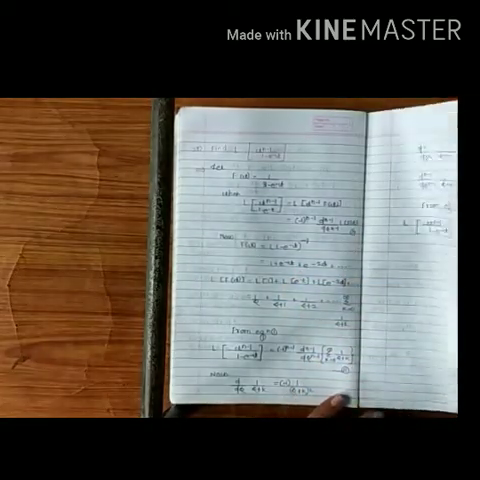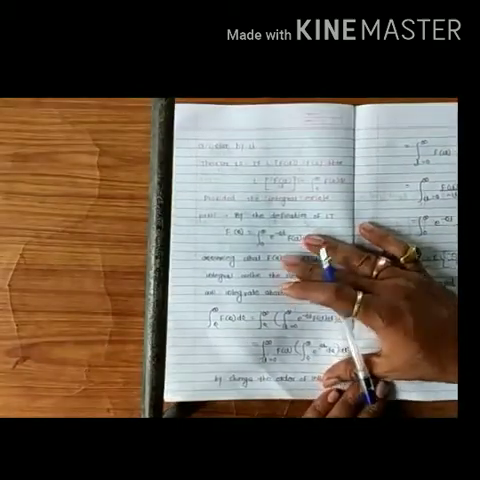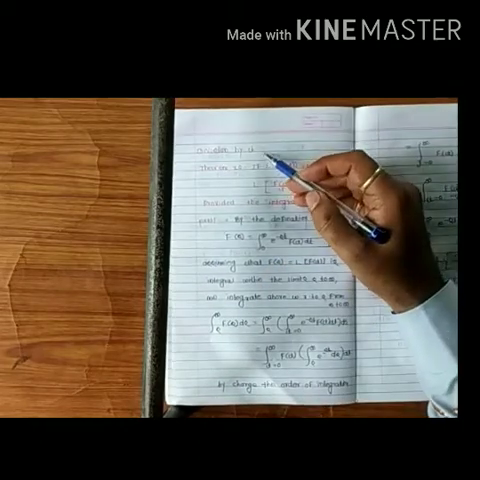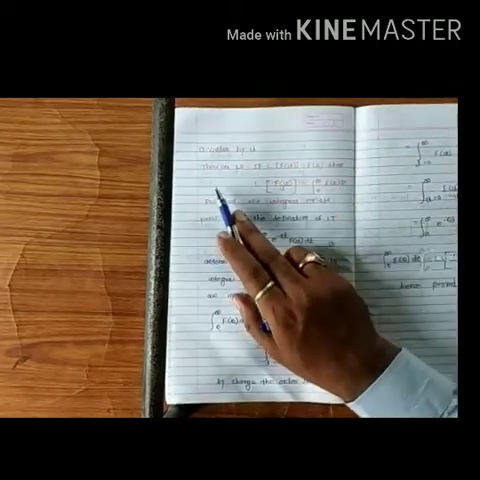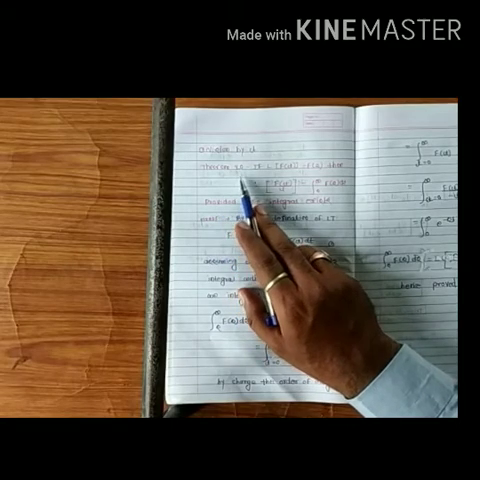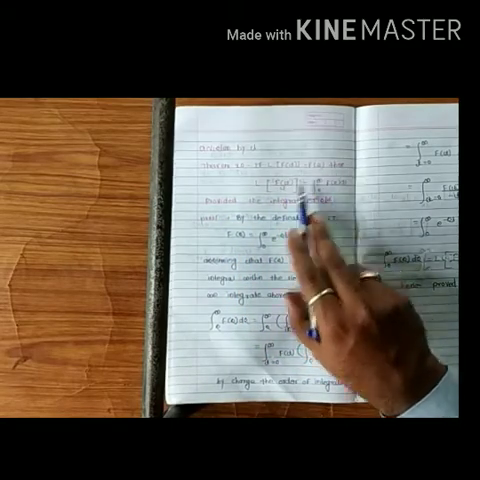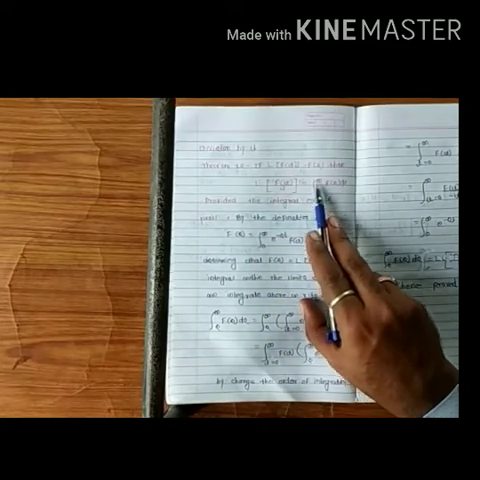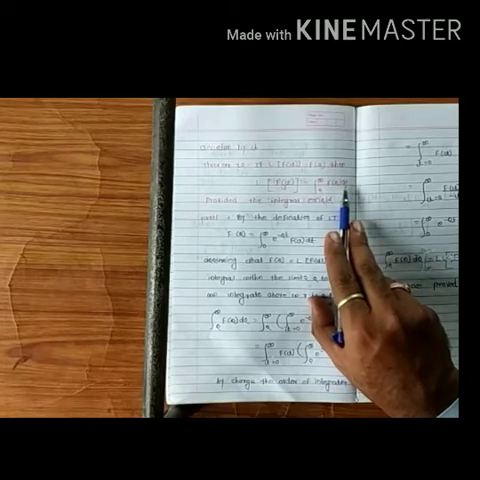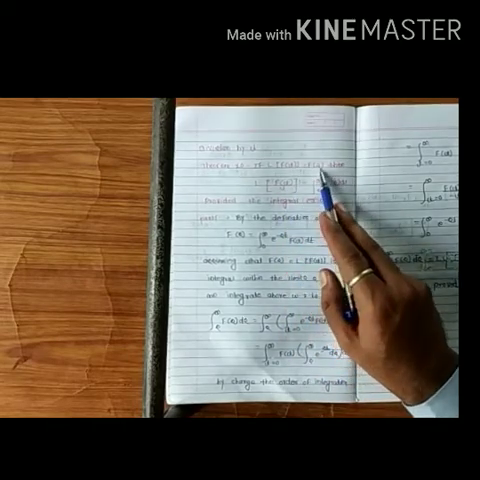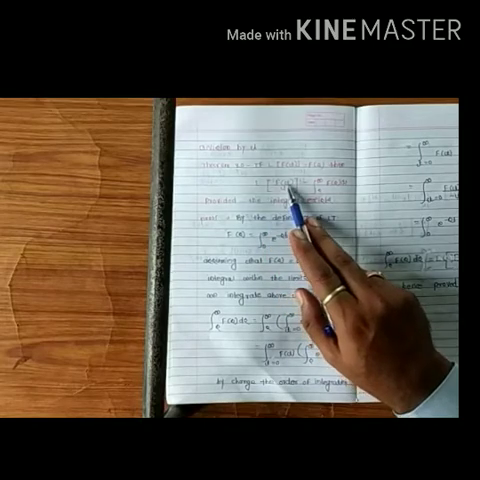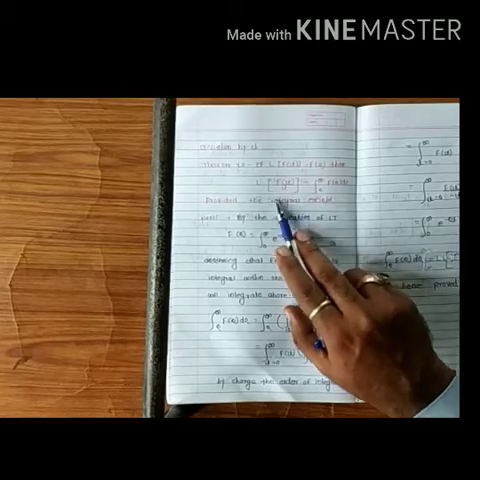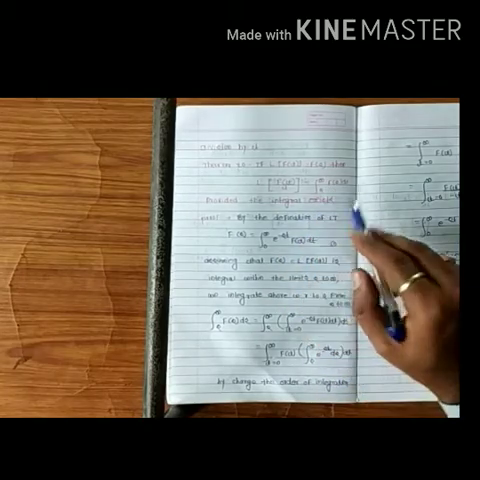Now we go for the division method of the Laplace transformation: division by t. In the division method, if the Laplace transformation of f(t) is equal to F(s), then the Laplace transformation of f(t) upon t is equal to the integral within limit 0 to infinite of F(s) ds, and that is the formula. If we know the Laplace transformation F(s) of f(t) and it is divided by t, then we integrate it one time, within limit 0 to infinite, F(s) ds.